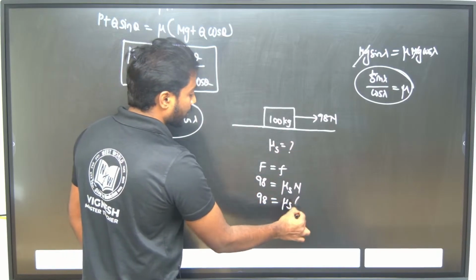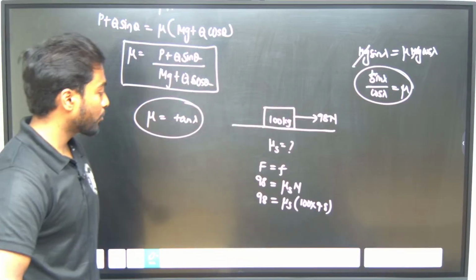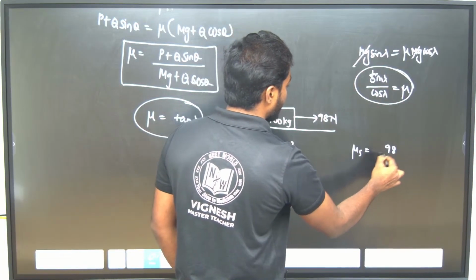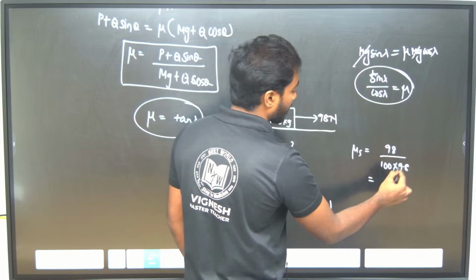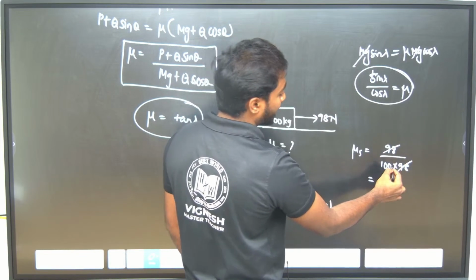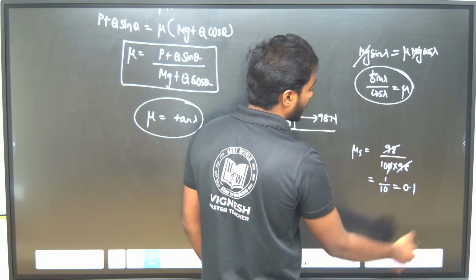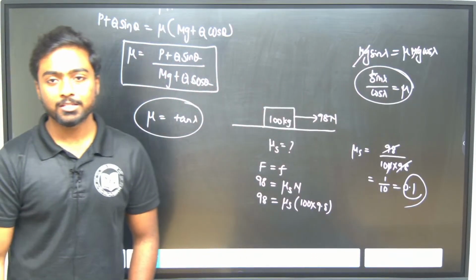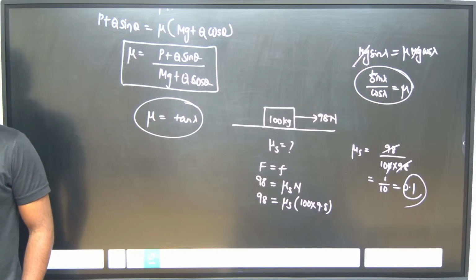What is N? Sir, N is nothing but 100 into 9.8. So mu s will be equal to 98 divided by 100 into 9.8. This 9.8 gets cancelled off, and I will cancel one zero. So 1 by 10 will be nothing but 0.1. So 0.1 is the static friction. Yes, 0.1, that's the correct answer.